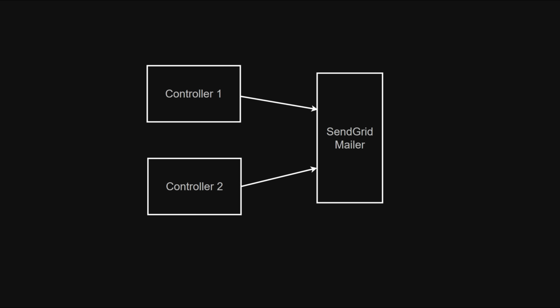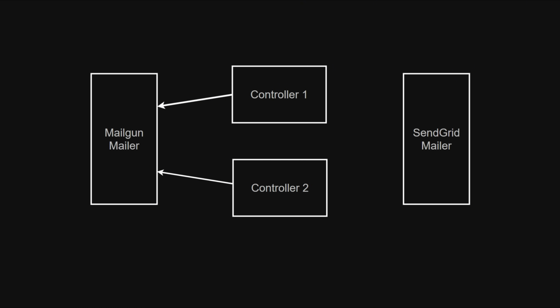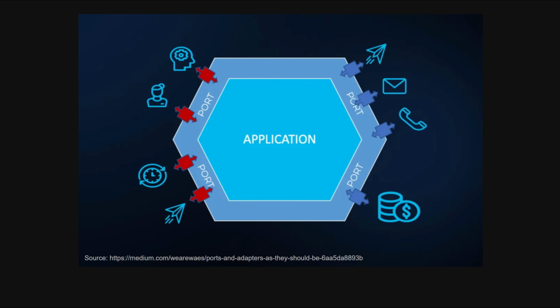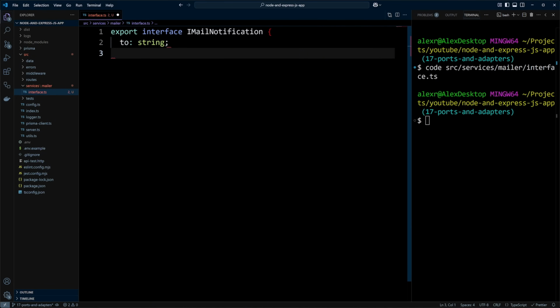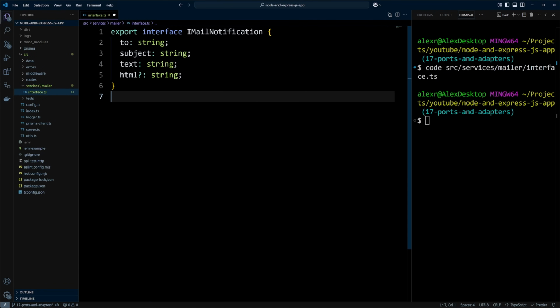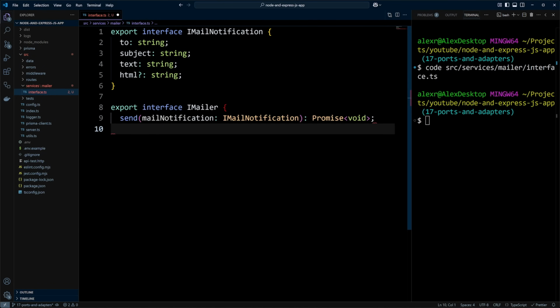Have you ever struggled with messy, tightly coupled code that makes your Node.js app hard to scale and maintain? The ports and adapters pattern, also known as hexagonal architecture, is here to change that. In this video, we'll break down how this pattern helps you decouple business logic from external dependencies, making your app more flexible, testable, and future-proof.